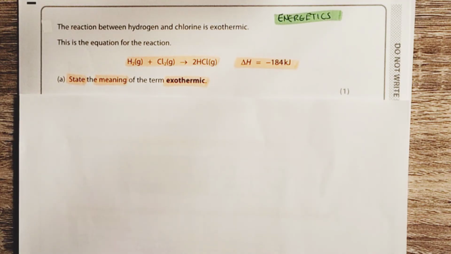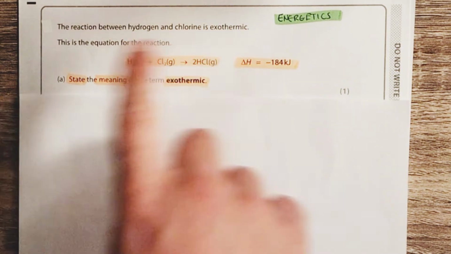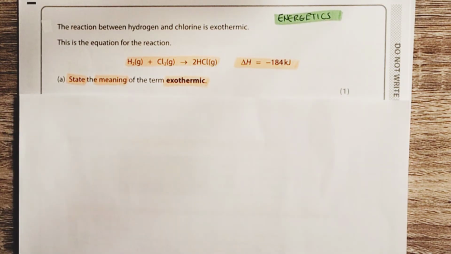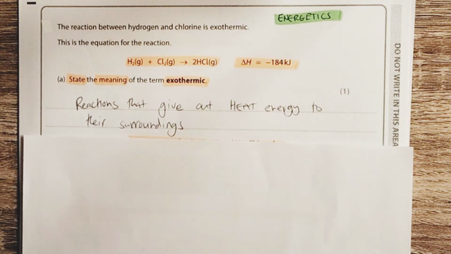Here we are on the final few pages. We have some energetics and then a little bit of electrolysis to finish. This reaction is between hydrogen and chlorine. We're told it's exothermic. We're given the equation and we're given the energetics. State the meaning of the term exothermic. Exo means outwards. So an exothermic reaction is a reaction that gives out heat energy to its surroundings.